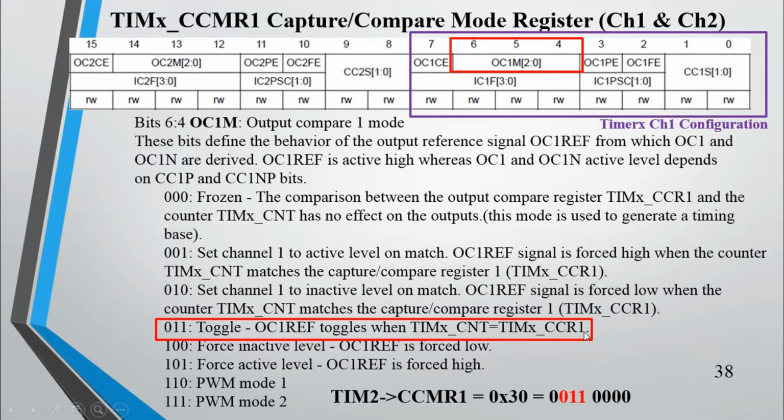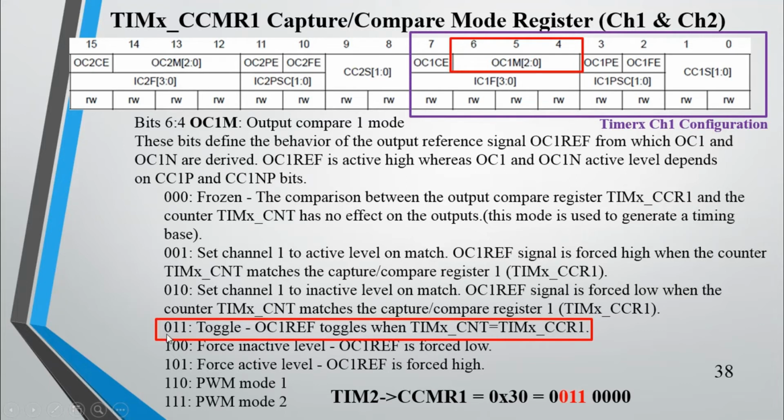Right? So why CCR1? Each channel has a corresponding CCR register. So I am configuring channel 1. I need to compare the timer counter with the capture compare register of channel 1, that is CCR1. When the counter value is equal to the CCR1 value, the timer 2 channel 1 output should be toggled. That is the OC1 pin, the output compare pin, should be toggled.